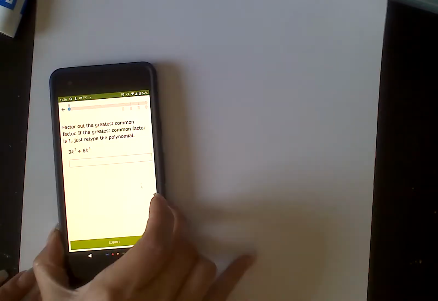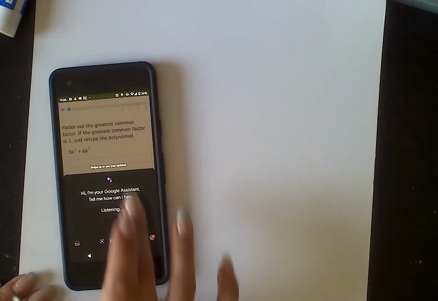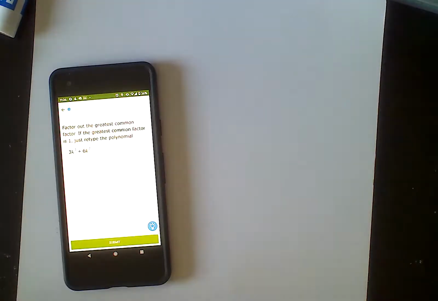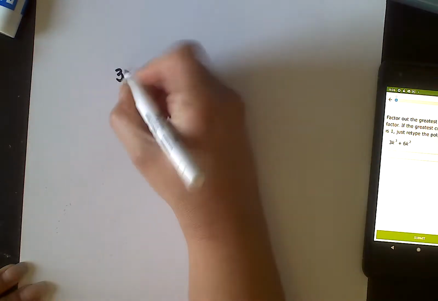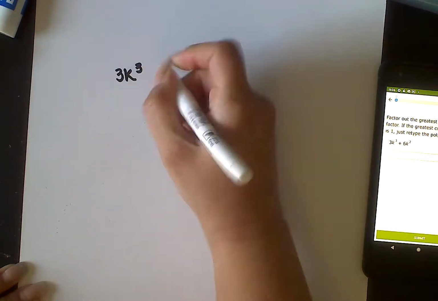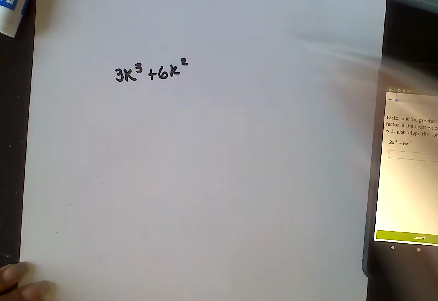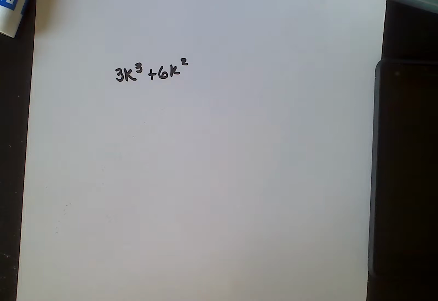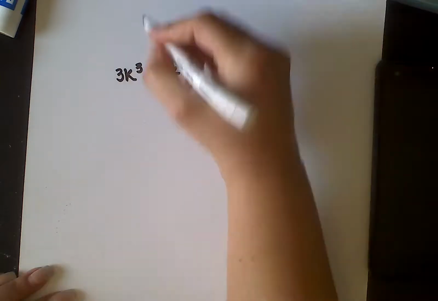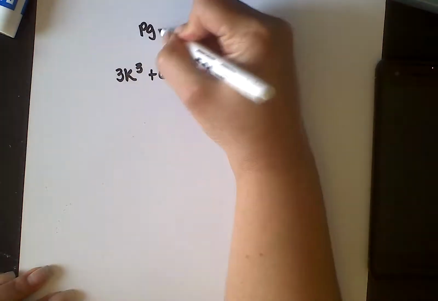Okay, overall. So let's go ahead and take a look at this first problem. I'm starting at the very beginning. We have 3k cubed plus 6k squared.